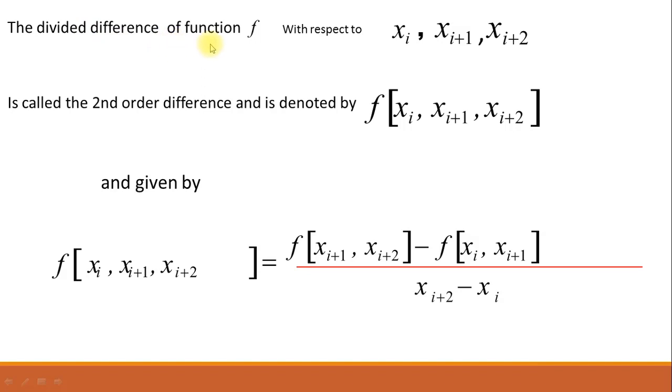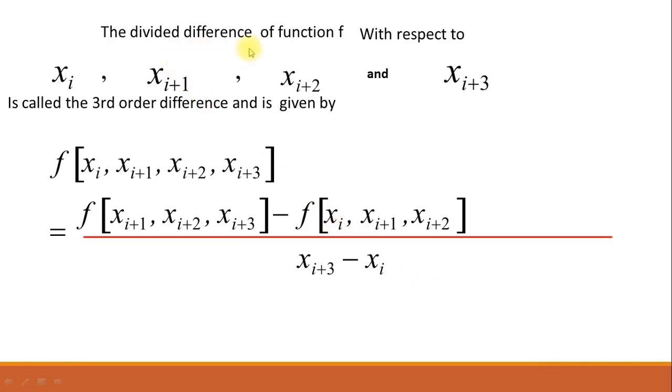and the divided difference of the function f with respect to xi comma xi plus 1 comma xi plus 2 is called the second order difference, and is denoted by f of xi comma xi plus 1 comma xi plus 2, and is given by f of xi plus 1 comma xi plus 2 minus f of xi comma xi plus 1 divided by xi plus 2 minus xi.